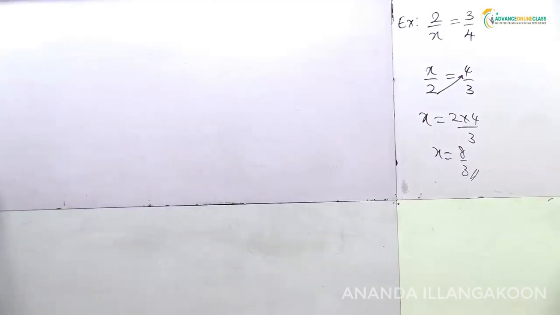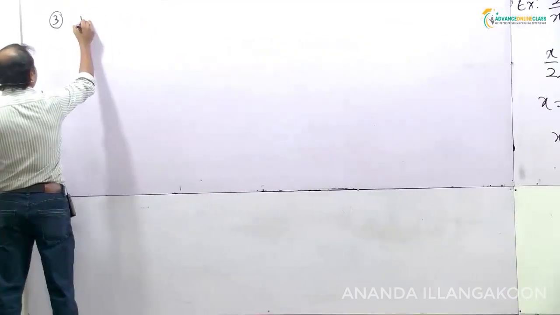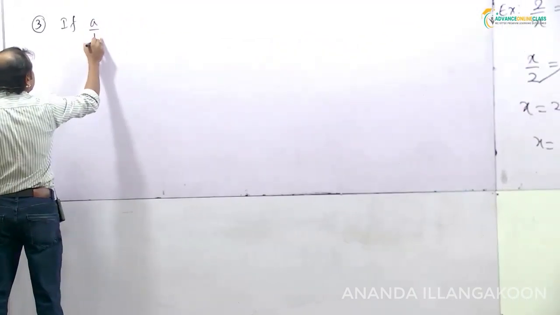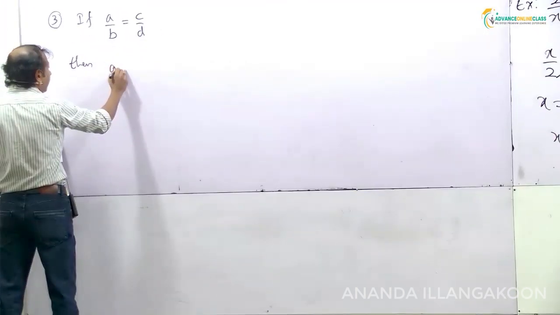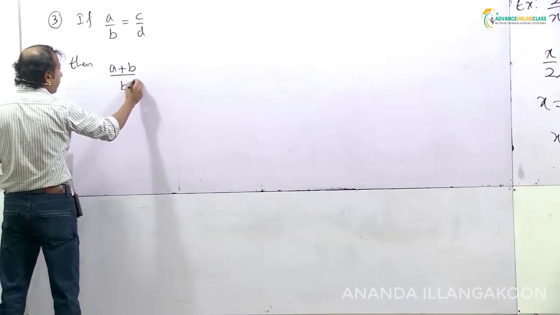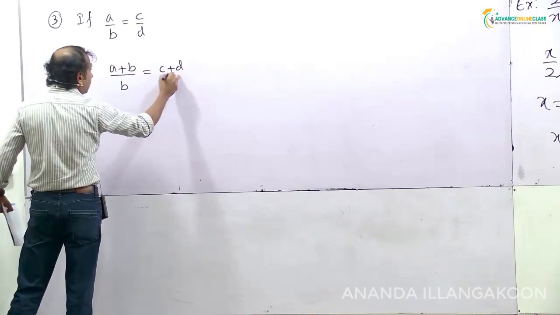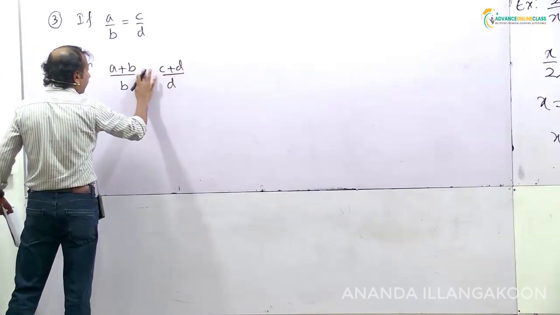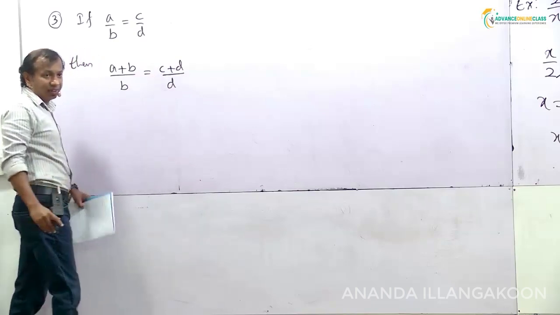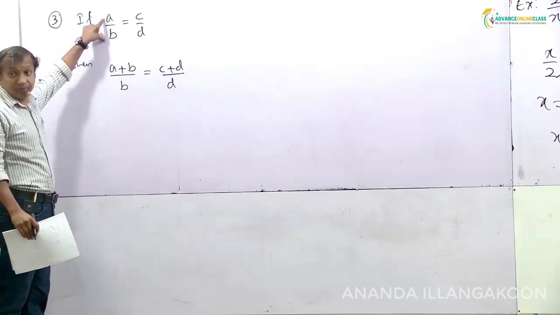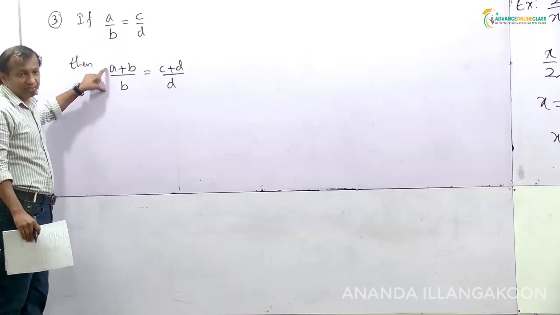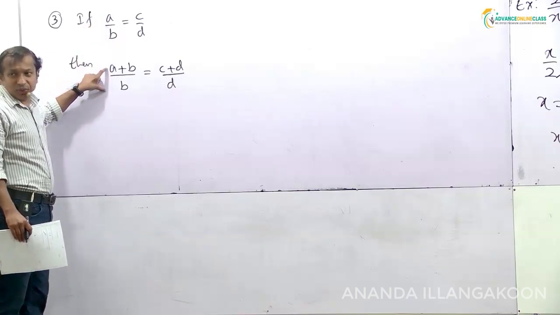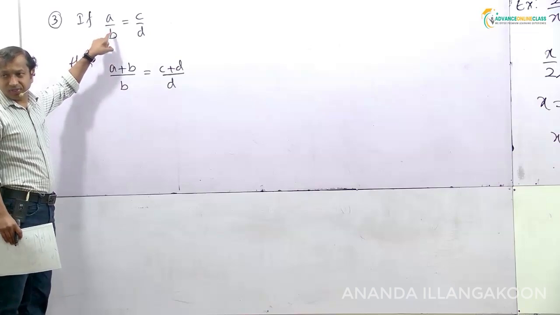Third one given, if we have a proportion like this, A upon B is equal to C upon D, then this says A plus B over B is equal to C plus D over D. This is the result. This way, if we have a proportion, then for that proportion, we can write something like this. Can you guess the way of getting this by this?